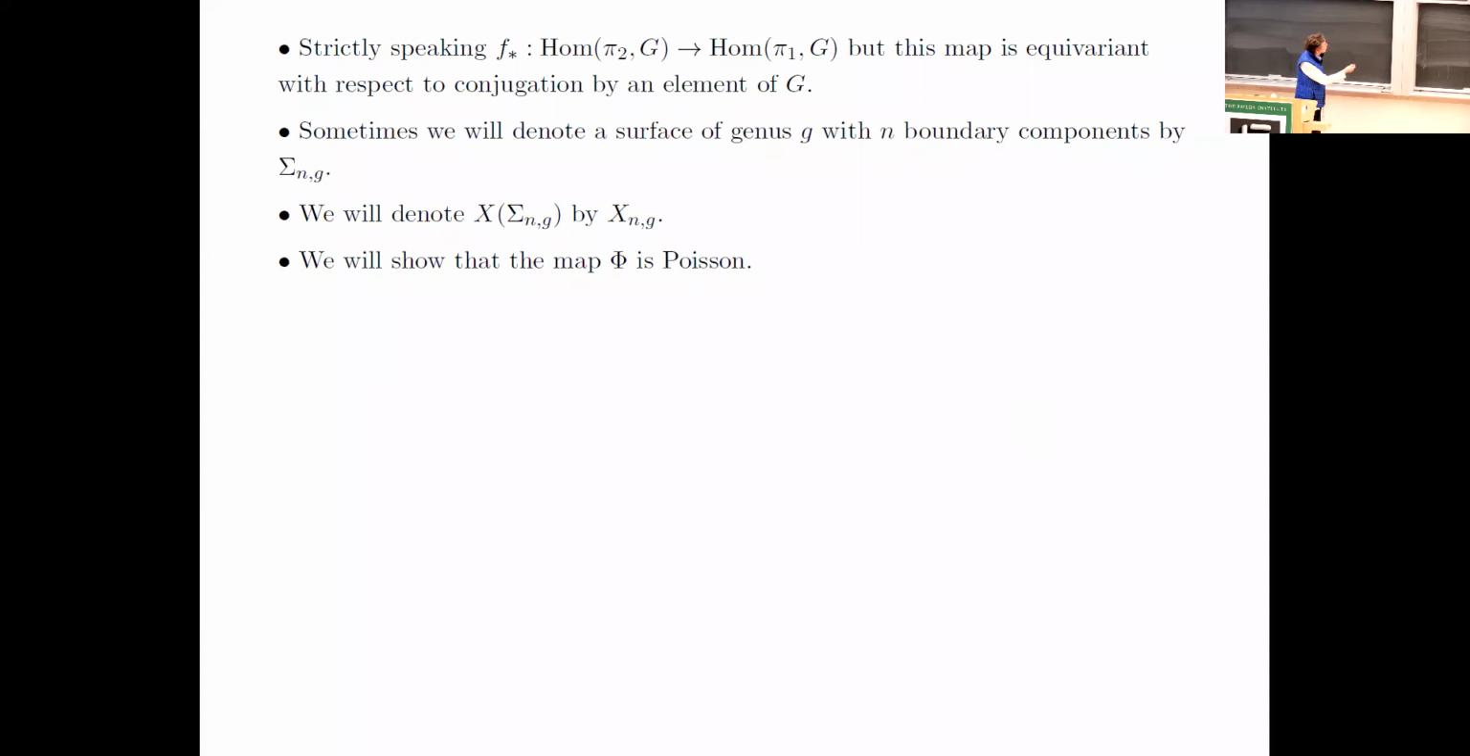Sometimes we will denote a surface with genus g with n boundary components by sigma n comma g. And then we'll write X of sigma n comma g as X sub n comma g. And we will show that this map is a Poisson map.